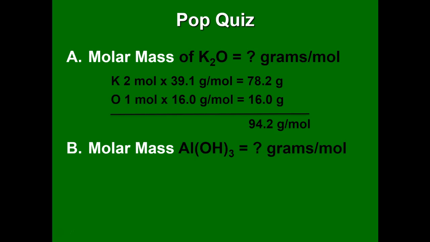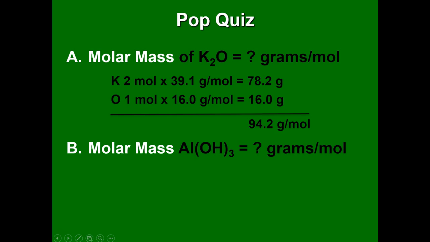Okay, the molar mass of potassium oxide: since there are 2 potassiums in the formula, we need 2 moles of potassium atoms. Each mole weighs 39.1 grams, so that's 78.2 grams potassium. There's 1 oxygen atom in the formula, so we need a mole of oxygen atoms. That weighs 16 grams. When we add those 2 things together, we get 94.2 grams per mole.